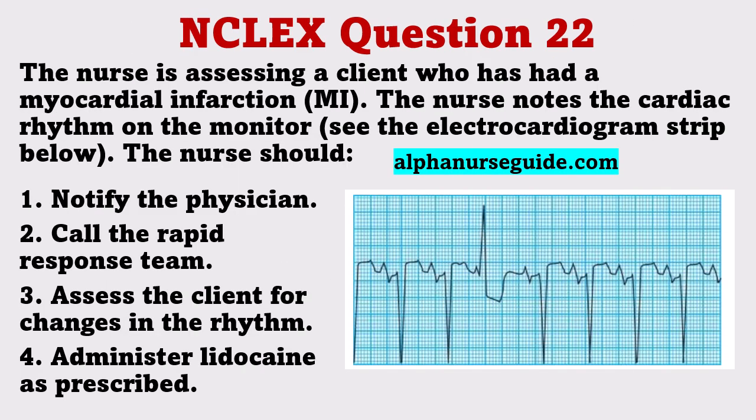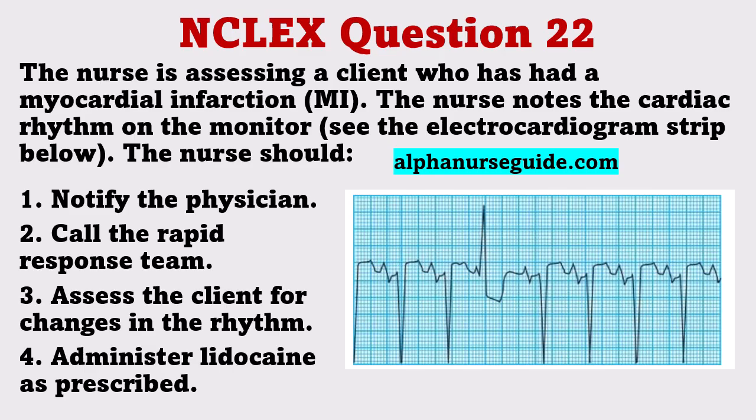The nurse is assessing a client who has had a myocardial infarction. The nurse notes the cardiac rhythm on the monitor. See the electrocardiogram strip below. The nurse should: 1. Notify the physician. 2. Call the rapid response team. 3. Assess the client for changes in the rhythm. 4. Administer lidocaine as prescribed.